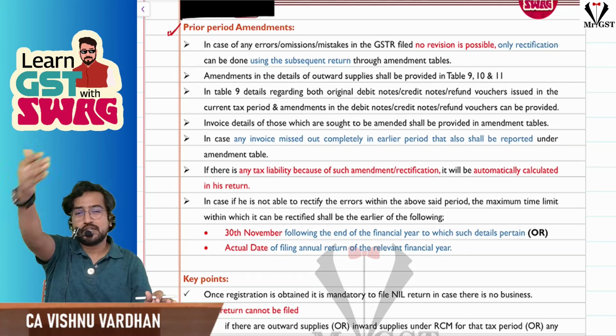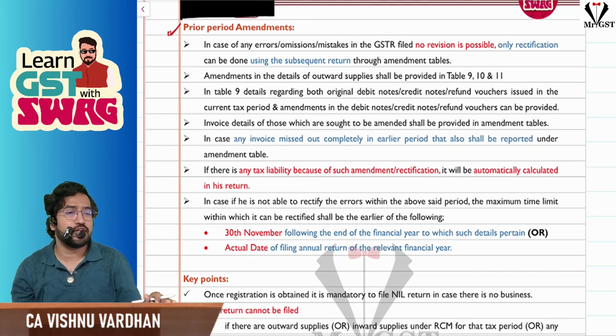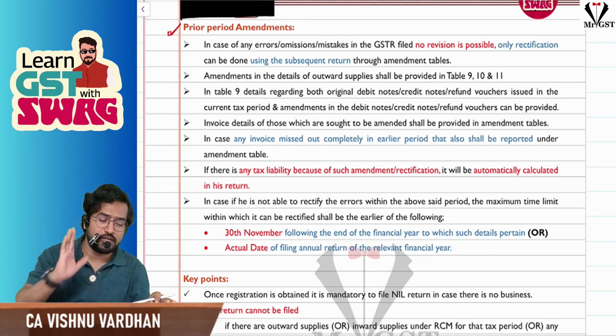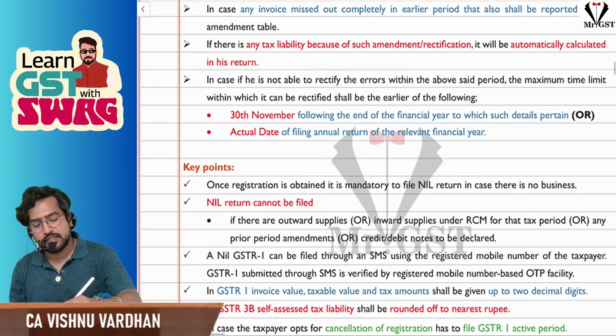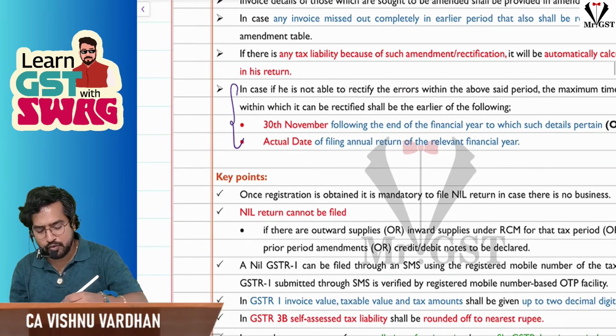30th November of the succeeding financial year or the actual date of filing the annual return of the relevant financial year, whichever is earlier. This is the same as Section 16(4), correct?